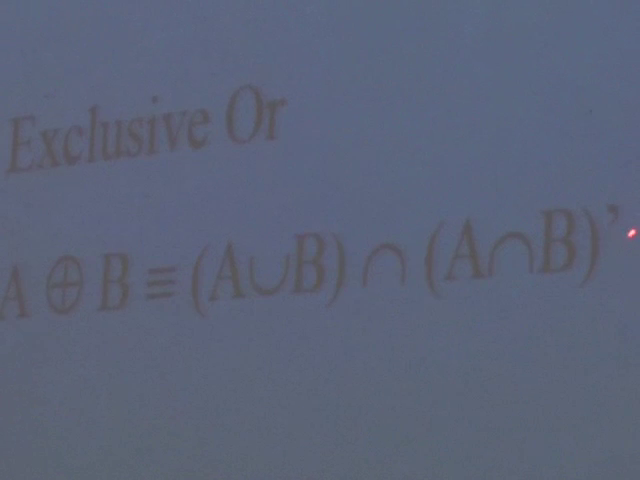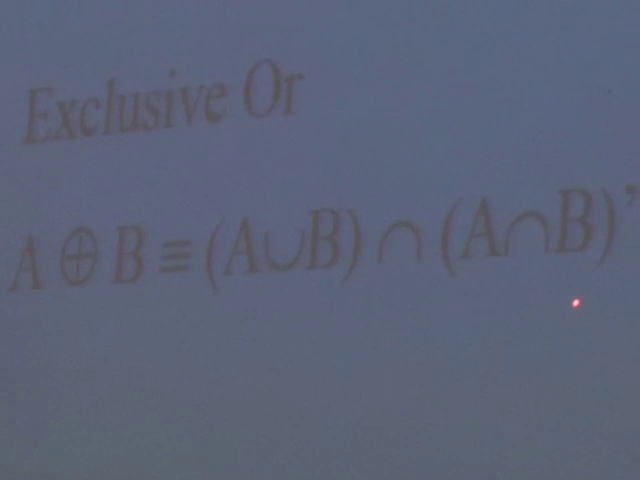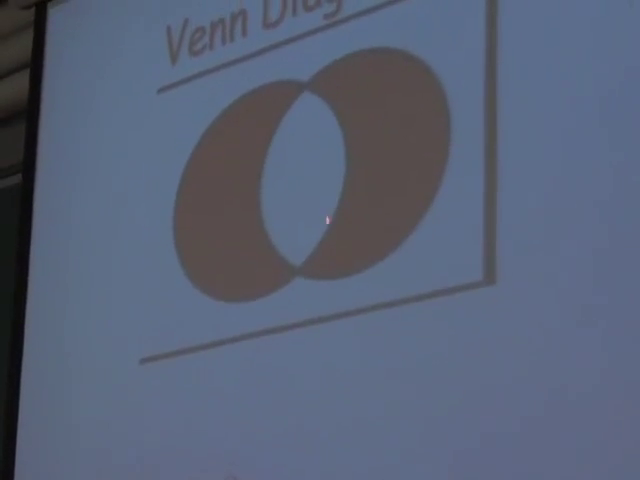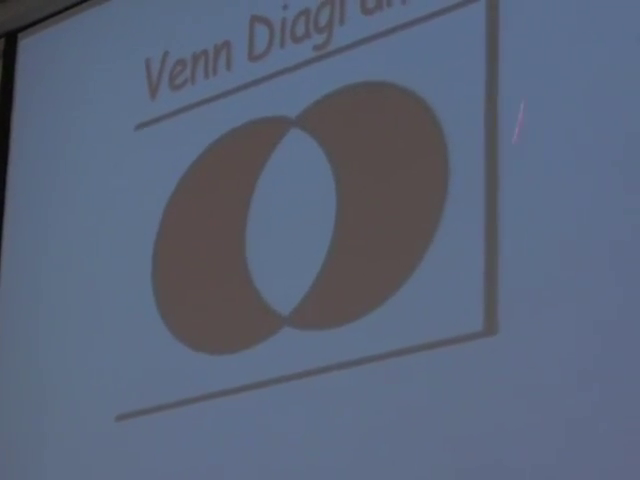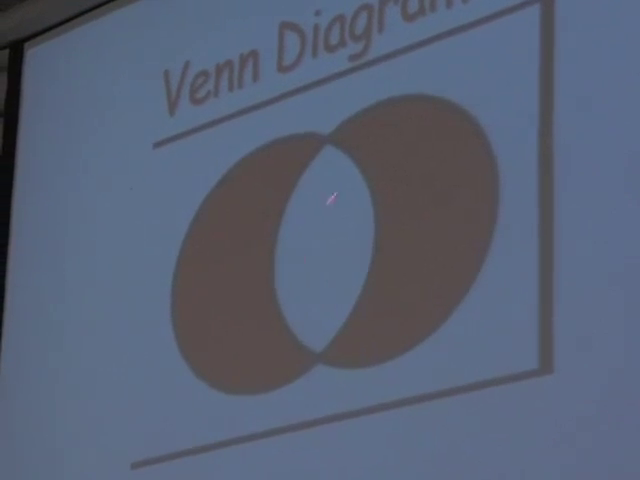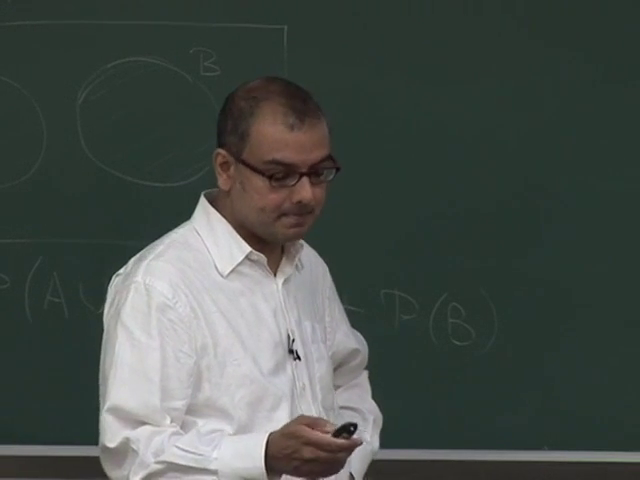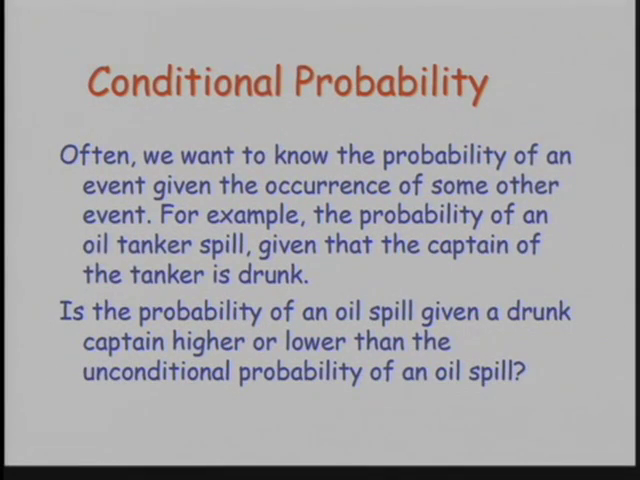So this apostrophe denotes complement. And complement is everything in the sample set that's not in this. Okay, so if I were to take A intersection B, which is this, find the complement of that, that's everything that's not in this. So it's all of that. And if I were to take the intersection of that with A union B, then I'd be left with this exclusive OR. Okay. All right. Let's talk about conditional probability.